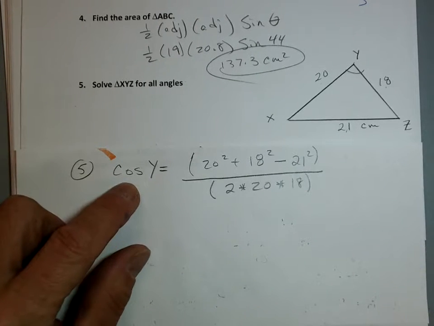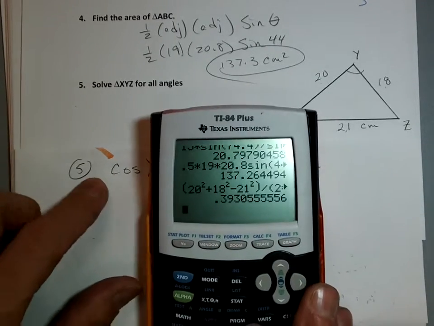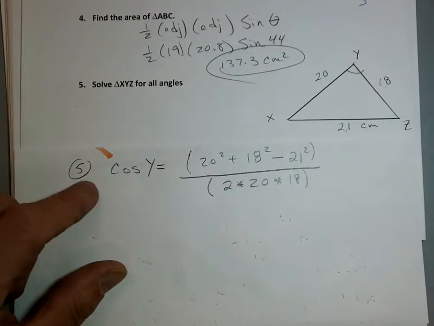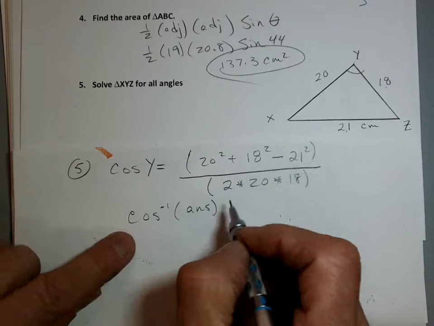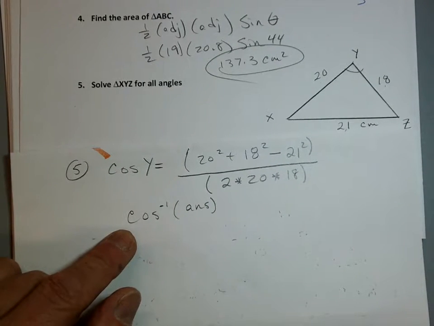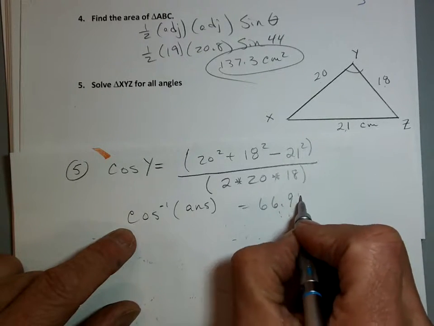So I'm going to go parentheses in my calculator 20 squared plus 18 squared minus 21 squared parentheses divided by parentheses 2 times 20 times 18, and I get a decimal like I thought. And then I'm going to do the cosine inverse of that answer to find my angle. Cosine inverse of that answer, and I get about 66.9. Okay.